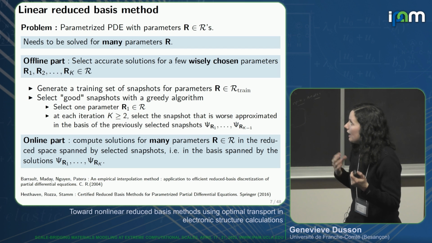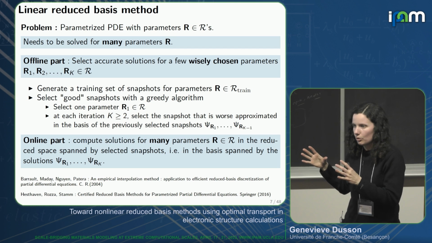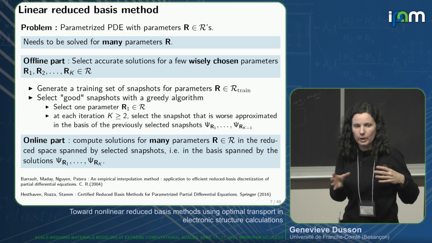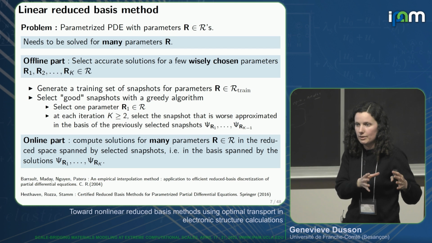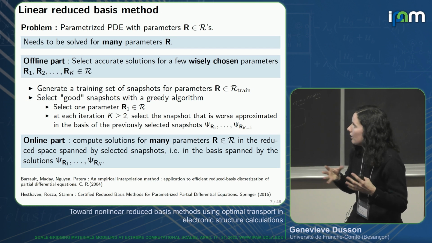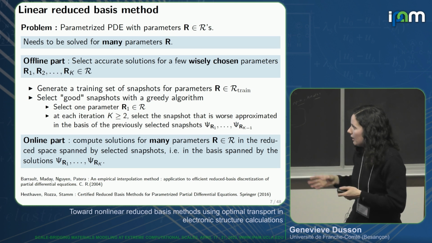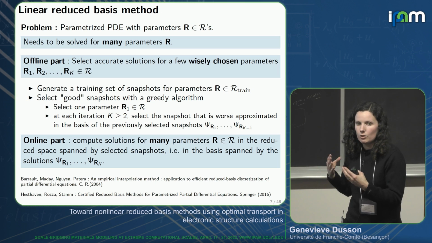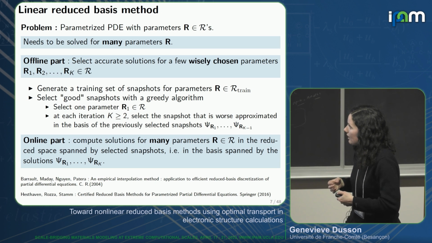And so the linear reduced basis method is separated into 2 parts. One part is called the offline part. This is where you put a lot of computational resources, but you do this in advance. In the machine learning community, this would be the training phase. Then in the online part, you want a way to very efficiently compute the solutions for a new parameter R.